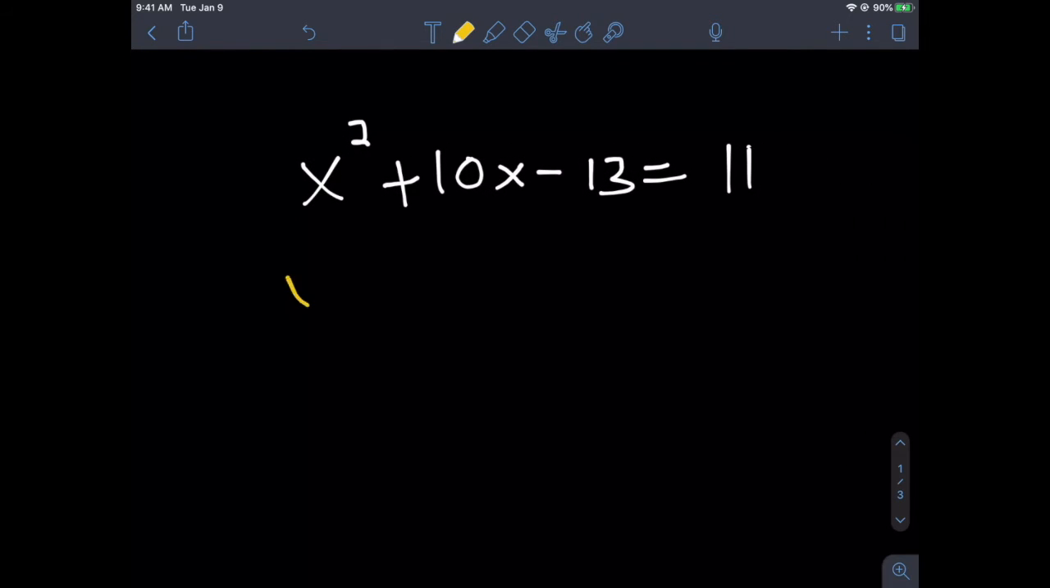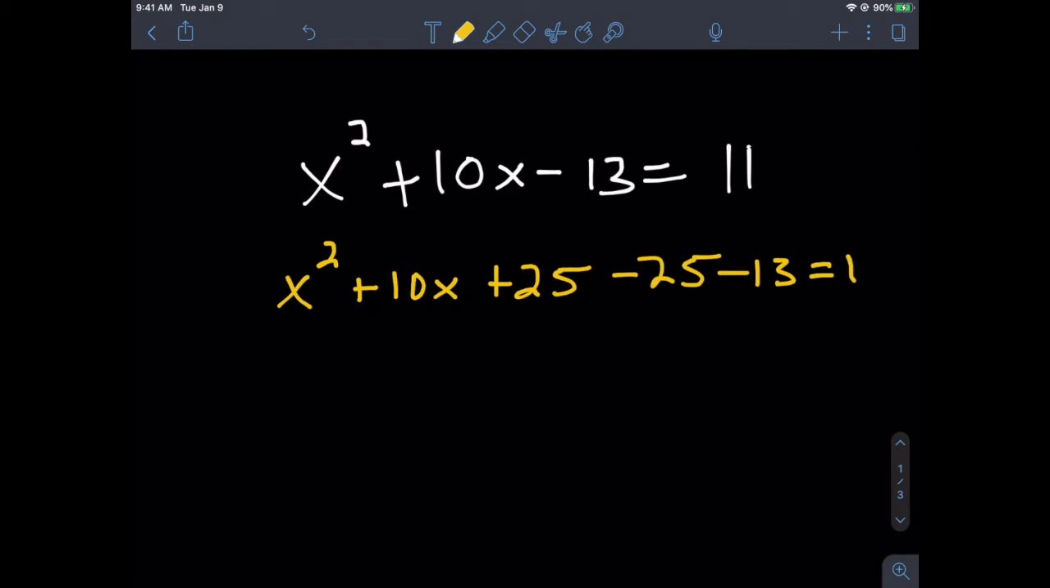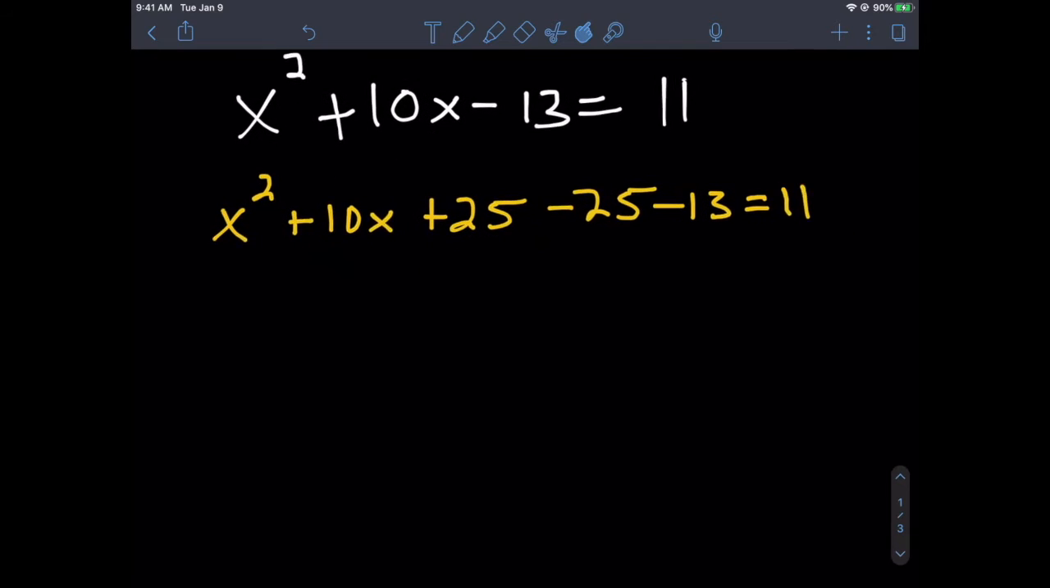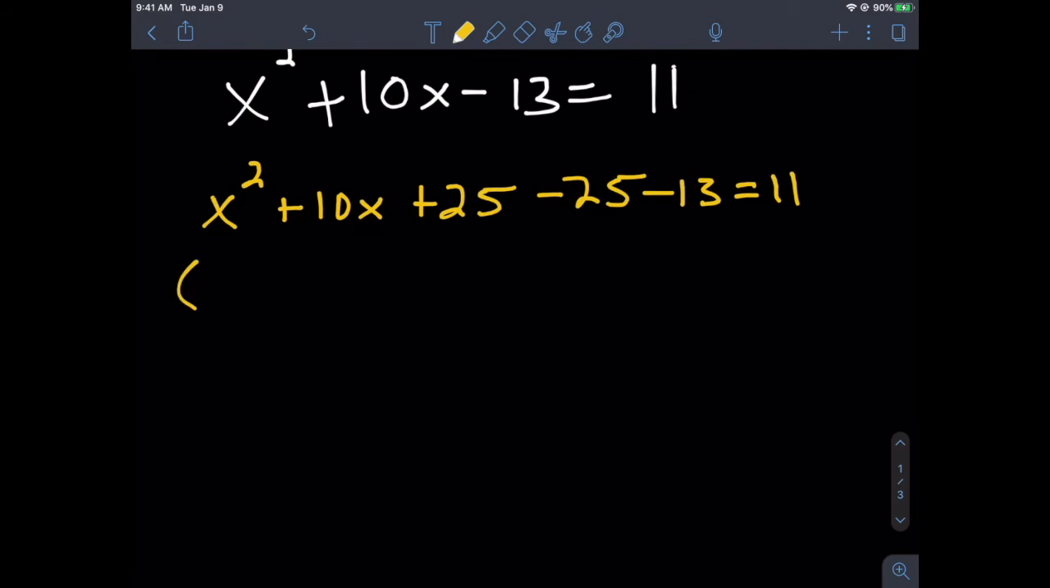Now we have to take that 25 and we have to add and subtract it immediately after the 10x. It has to be add and then subtract and right after the 10x. This gives us x squared plus 10x plus 25 minus 25 minus 13 equals 11.